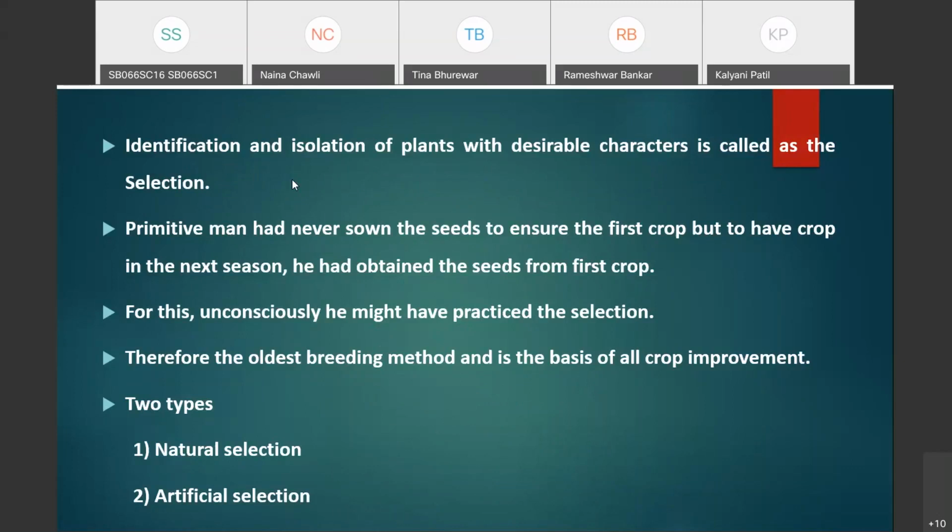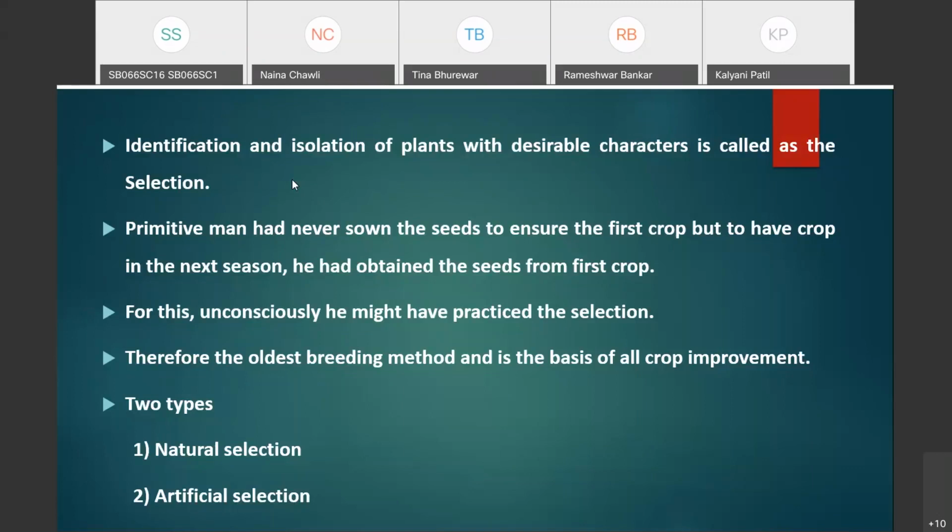Primitive man never sowed seeds just to ensure the first crop, but to have a crop in the next season, he must have obtained the seeds from the first crop. The crop improvement process began along with agriculture, and agriculture started when nomad man changed his lifestyle to become an agriculturist. Then, to have the crop in the next season, he obtained the seeds from the first crop.